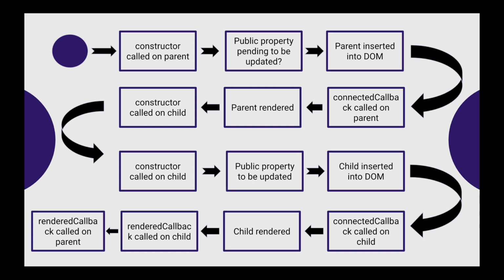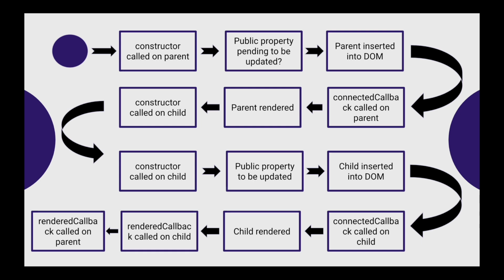Public property is nothing but any property or any variable, you can say, which you might have defined using @api. If it is pending to be updated, that is, if any value has not been assigned to it, you can check for it. Your LWC will be checking if it has been assigned. If it has been assigned, then it will move forward. Otherwise, it will wait for it to get assigned.